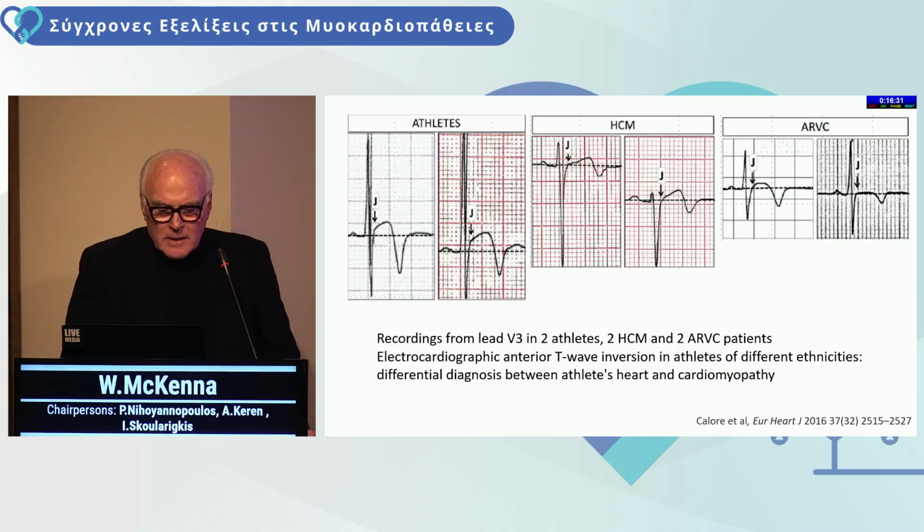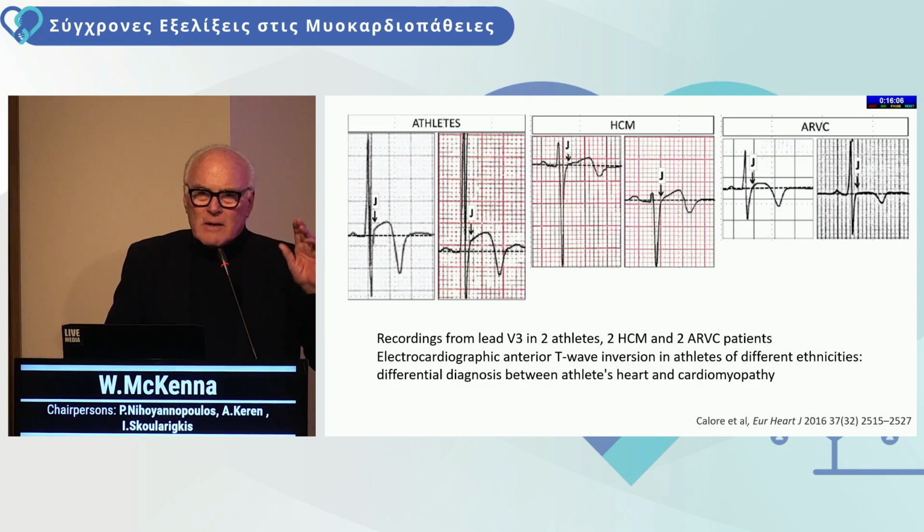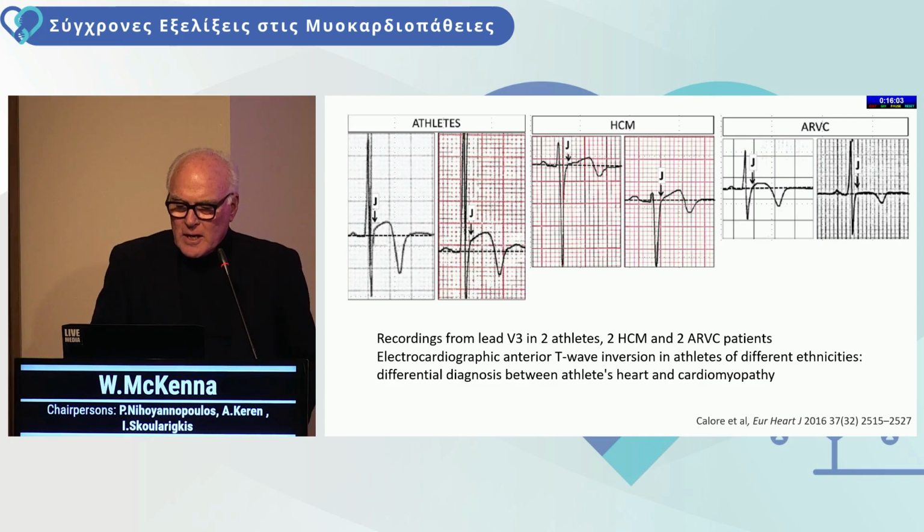Now, this comes from a very well-known paper by very high-quality individuals in relation to sports medicine. This is V3: on the left, 2 athletes, in the middle, 2 hypertrophic cardiomyopathy patients, and on the right, ARVC. The point made in this paper is that when you see this biphasic T wave, if there's J point elevation, that's consistent with racial variant, athletes' endurance training. Whereas if you don't see the J point elevation in relation to the biphasic T wave in V2, V3, that's consistent with HCM or ARVC.